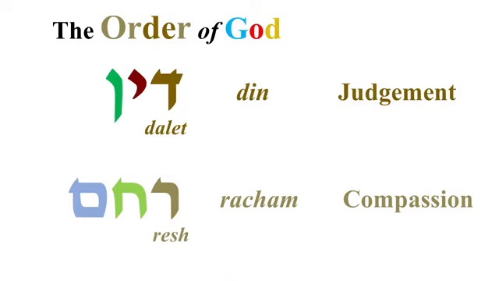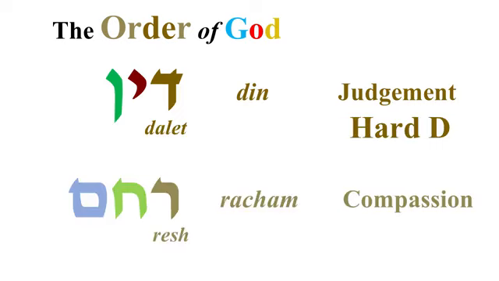Notice the word din. It begins with the Dalet, and the Dalet, listen, is a very, we're going to say, hard letter. It begins with a hard D. Da, da, right? D. Versus Raham. Raham is a resh. It's a much softer letter. Okay?